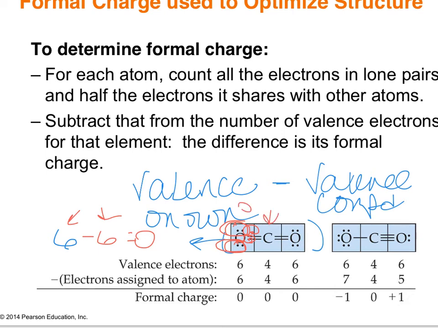How about the carbon here? Well, carbon starts with 4 valence electrons, it's in group 4A, and in this compound it has 1, 2, 3, 4. You take 1 electron from each bond. 4 minus 4 is 0. So carbon also has a formal charge of 0. Let's look at a compound now that has atoms without formal charges of 0.